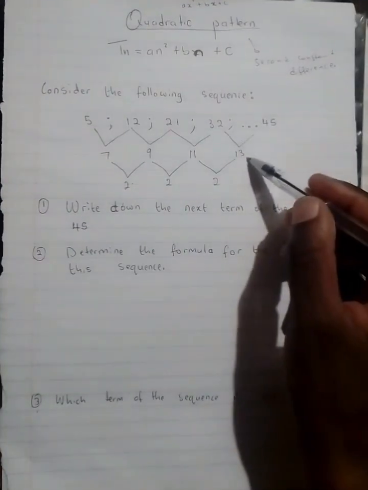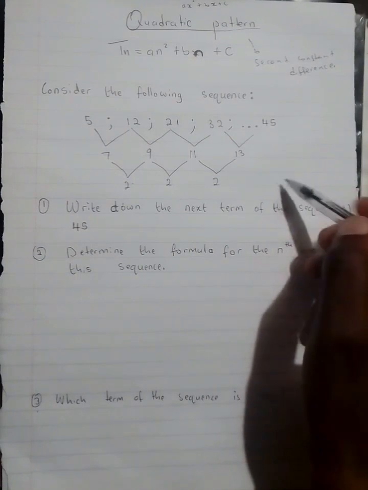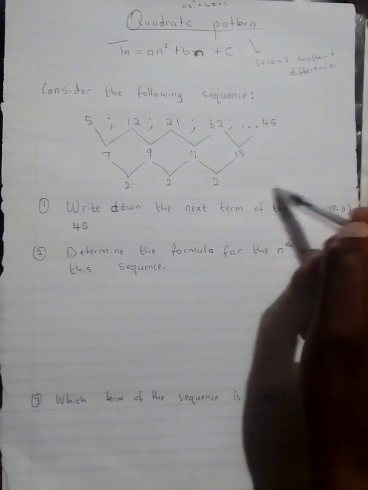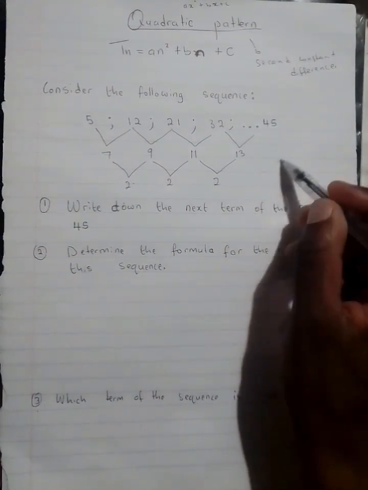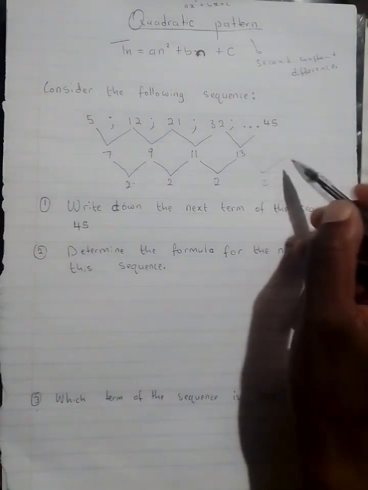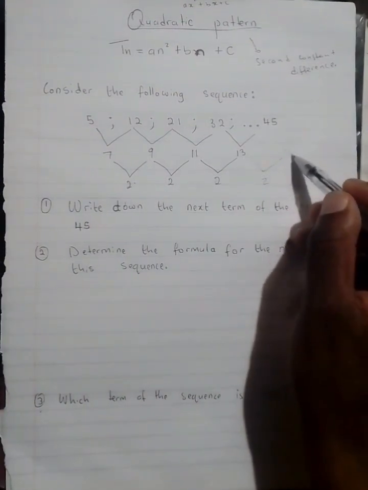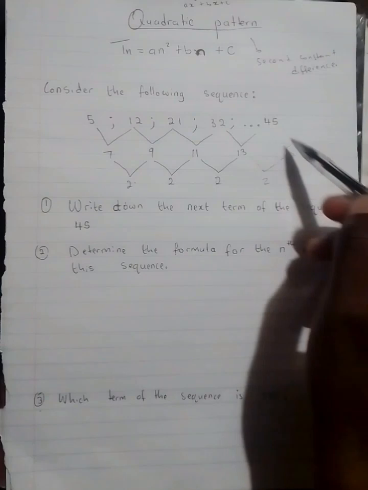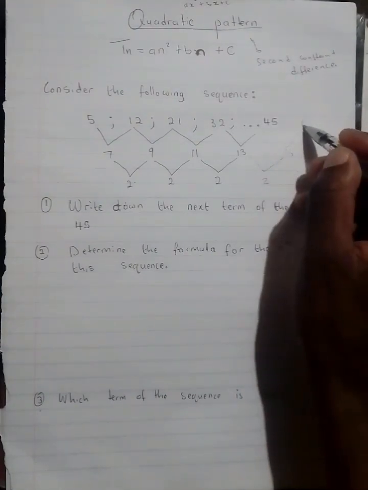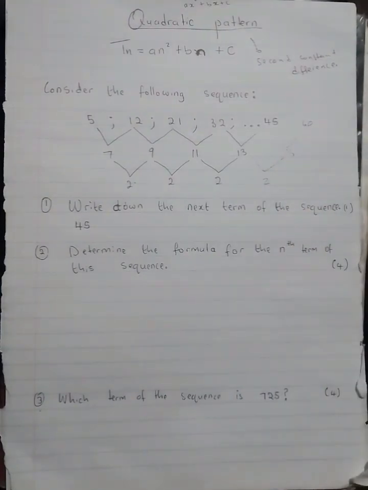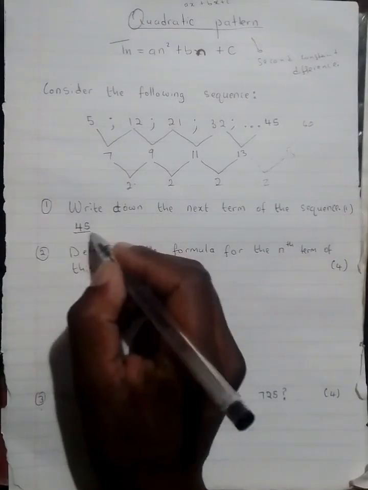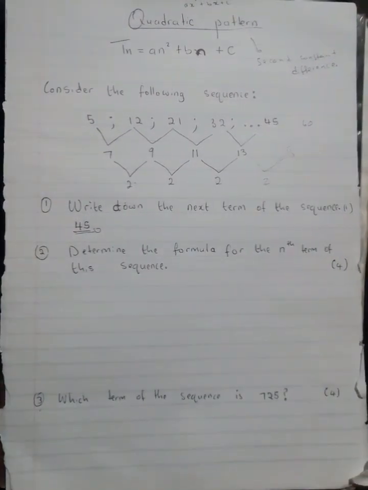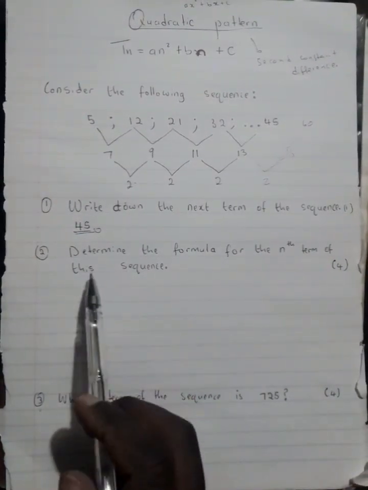You can do this forever. It's 2 here, it's going to be 2 here. 13 plus 2 is 15, then we get the next term: 45 plus 15 is 60. You can do this forever. So that's how the pattern works. The pattern repeats itself forever.